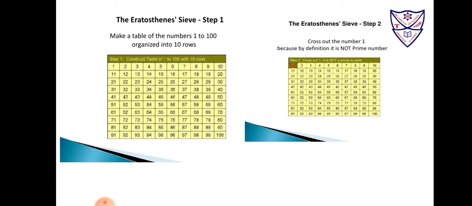Step 2 is to cross out the number 1 because by definition it's not a prime number. What are we doing in this sieve of Eratosthenes? We are finding prime numbers. So first of all, we will cross out this number 1. Why? Because 1 is neither prime nor composite. So we will cross this. That is our step 2.